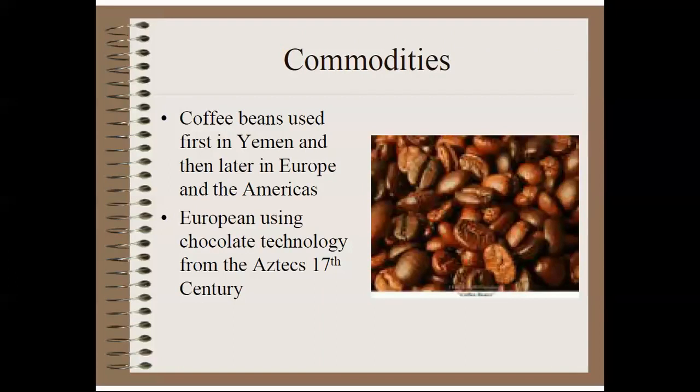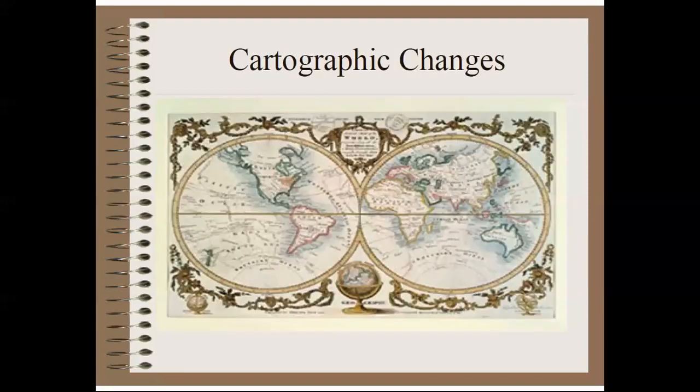Coffee beans were first used in Islam, in Yemen, which was in the Islamic empires, but later they'll be brought to Europe and they'll start to be produced in the Americas, in Brazil. Europeans will start to use chocolate technology from the Aztecs in the 17th century. You'll start to see cartographical changes of how the world looks, and it'll be more accurate.